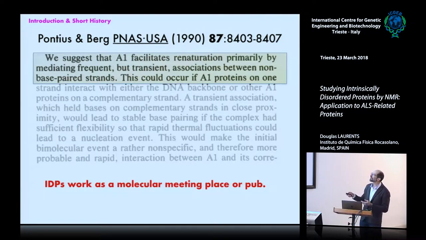And they said that this suggests that the protein is facilitating renaturation primarily by mediating frequent but transient associations between non-base paired strands. Okay, so they're saying that the intrinsically disordered proteins work like a meeting place, or even a bar or a pub, to facilitate transient weak interactions. So this was a big step forward. It took 10 years before people really believed this idea. This paper was kind of forgotten, but 10 years later, the idea was accepted.